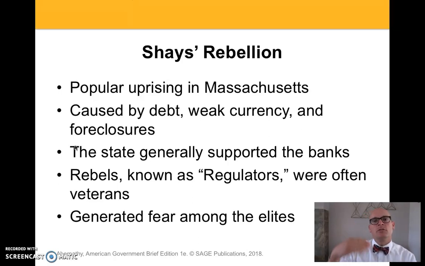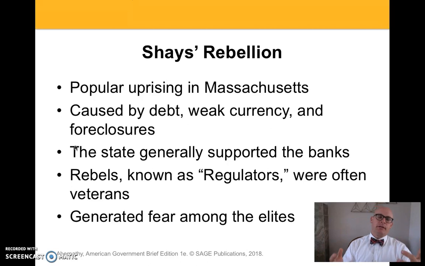But if you foreclose on a farmer, now they're no longer a property holder. Now they can no longer vote. So it seemed like a way to disenfranchise people to assume their property because they couldn't pay on it. So the elites tried really, really hard to quell this rebellion.